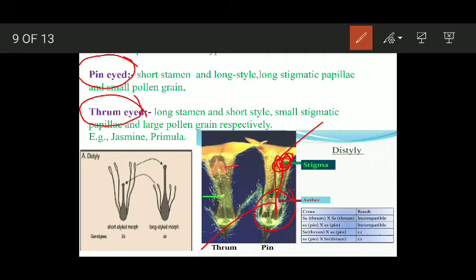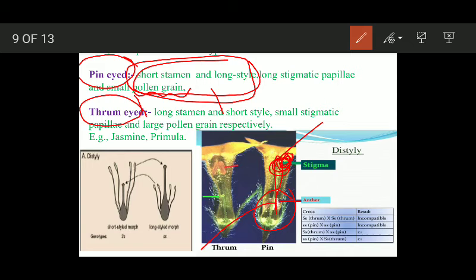Moreover, it has been found that pin flowers have long stigmatic papillae and small pollen grains. Stigmatic papillae are the ridges found at the surface of the stigma. I recommend you just remember these two features for the sake of convenience.